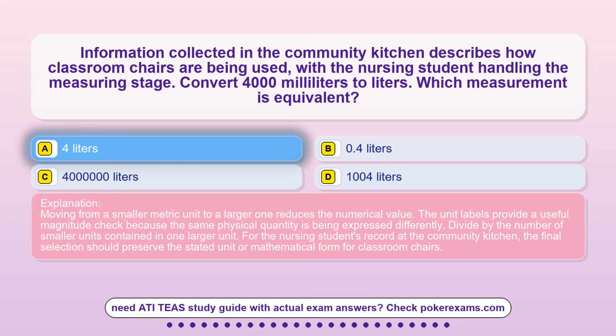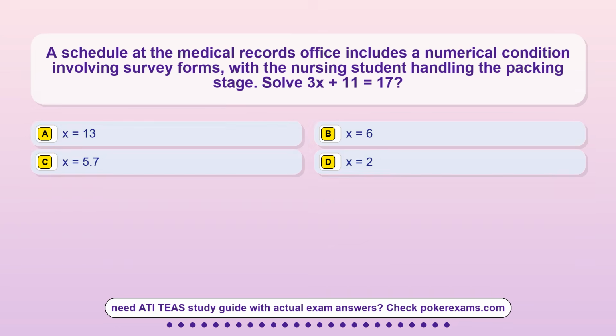For the nursing student's record at the community kitchen, the final selection should preserve the stated unit or mathematical form for classroom chairs. Question 16. A schedule at the medical records office includes a numerical condition involving survey forms, with the nursing student handling the packing stage. Solve 3x plus 11 equals 17.